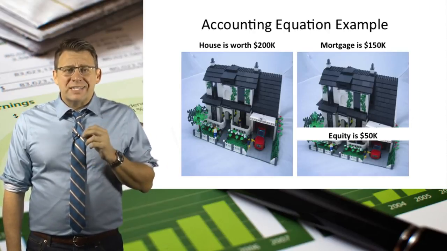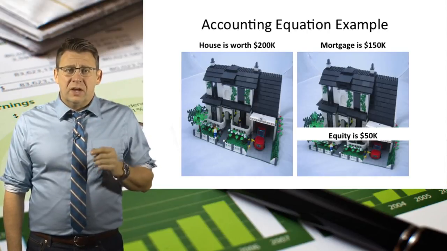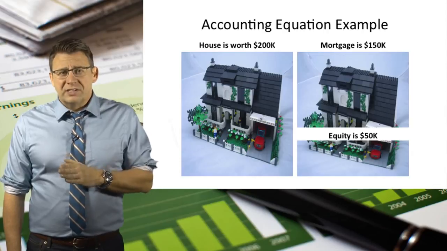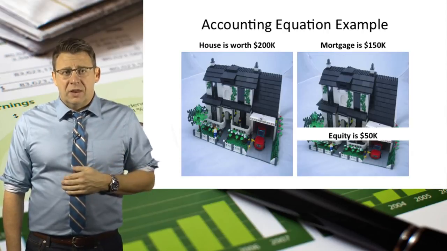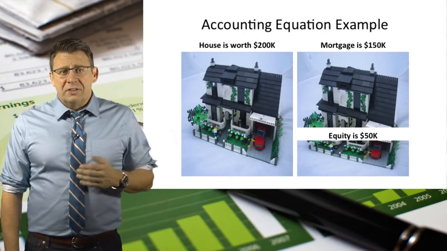The remainder is equity. The owner has $50,000 of equity in the home. Equity represents the owner's claim on the asset. And that concludes this brief overview of the accounting equation.